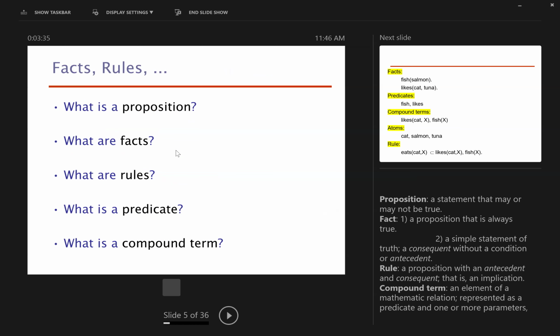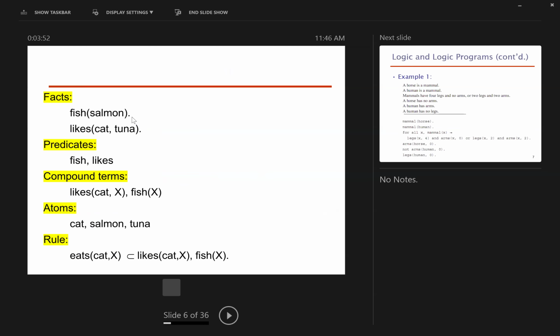A compound term is more or less like having two or more conditions or items. To have a compound term, you can also use the connectives. I think we went through that: and, or, not is unary, and implication, biconditional. Let's see the example they gave us here. An example of a fact: we all know salmon cannot be anything other than a fish. So that's a fact: a salmon is a fish. Or cat likes tuna. This is a fact.